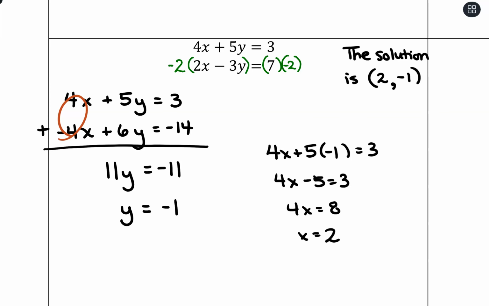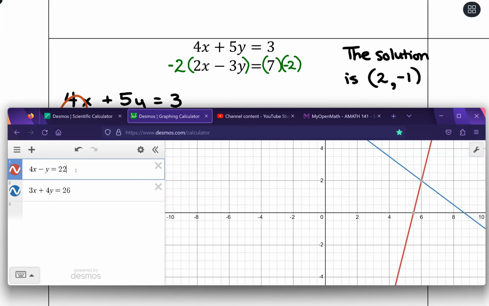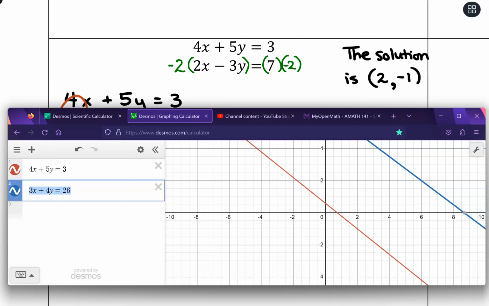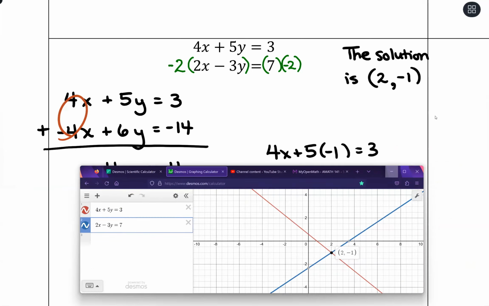And let's just do a quick check of the solutions there. So 4x plus 5y equals 3, and 2x minus 3y equals 7. And we're getting an intersection point at (2, -1). Perfect.